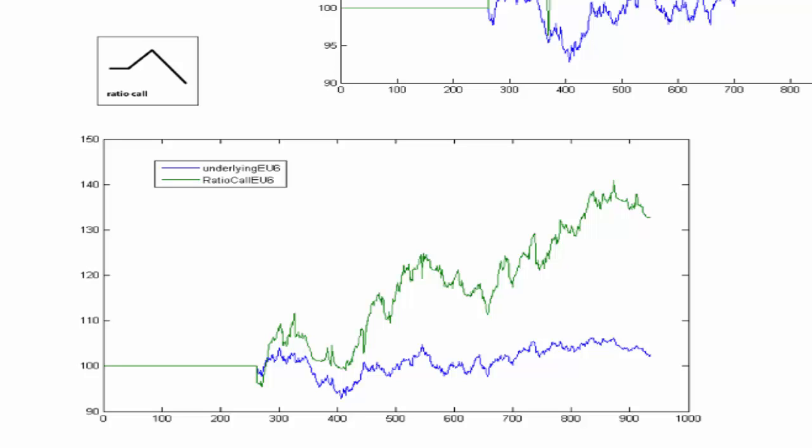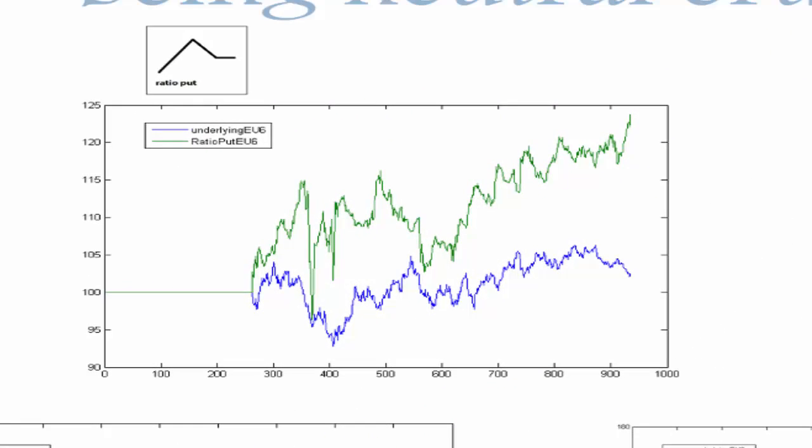Then if we move to the center of the page, moderately bullish. The ratio call on the euro seems to have done quite well in this testing window. It's up north of 30% in the testing window. Some severe pullbacks, but definitely a different path than you're seeing in the underlying euro. The ratio put above that, again some severe pullbacks, but definitely some exploitable trends, which are a fair bit different than the underlying euro.